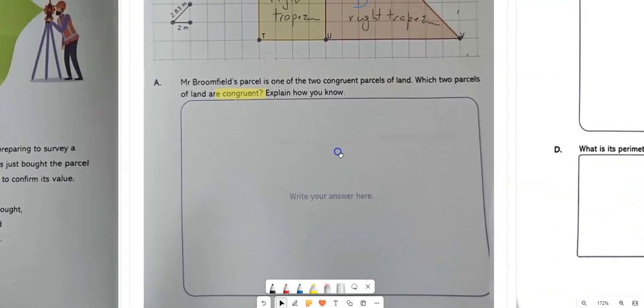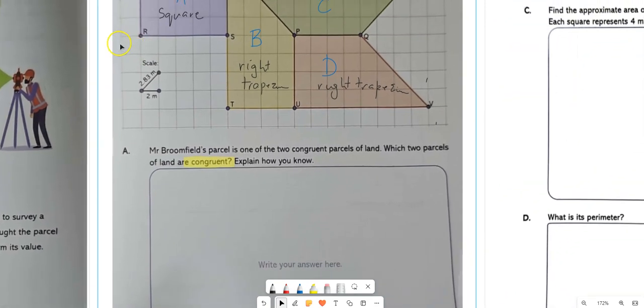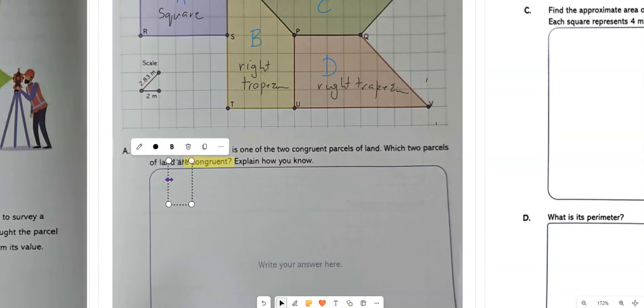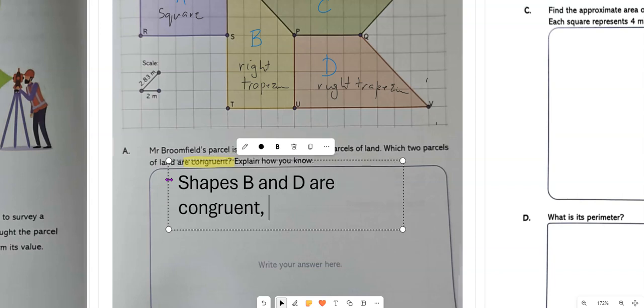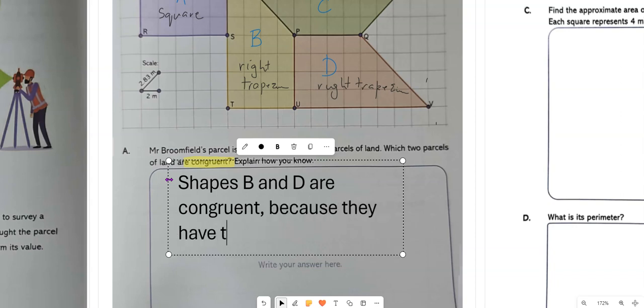So which two parcels? Let's see if we can type this then. Shapes B and D are congruent. All right, let's use the word because then. Because they have the same size and shape.